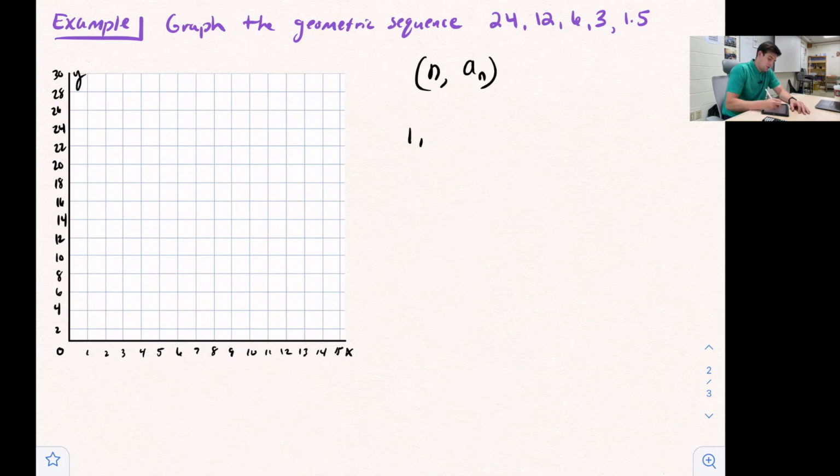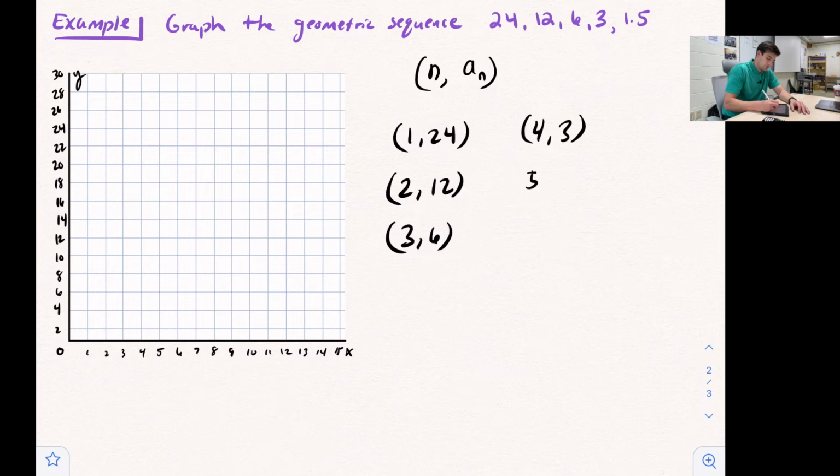So we're going to graph 1, 24, 2, 12, 3, 6, 4, 3, and 5, 1.5, okay? So we can see that our geometric sequence is multiplying by 1/2, right? 24, 12, 6, 3, 1.5. So let's graph this and see what it looks like. Okay. All right, so it appears that we have an exponential curve.